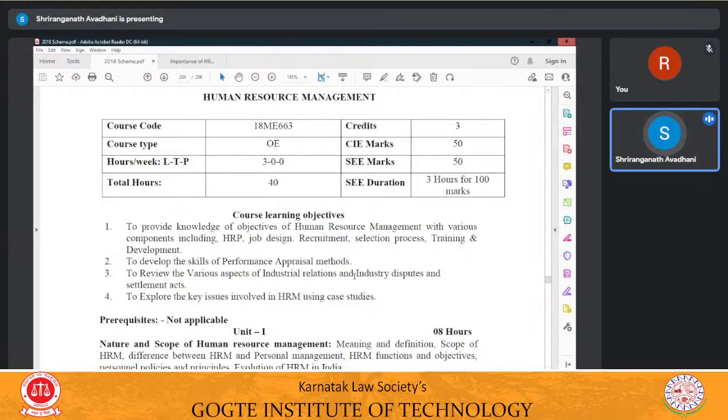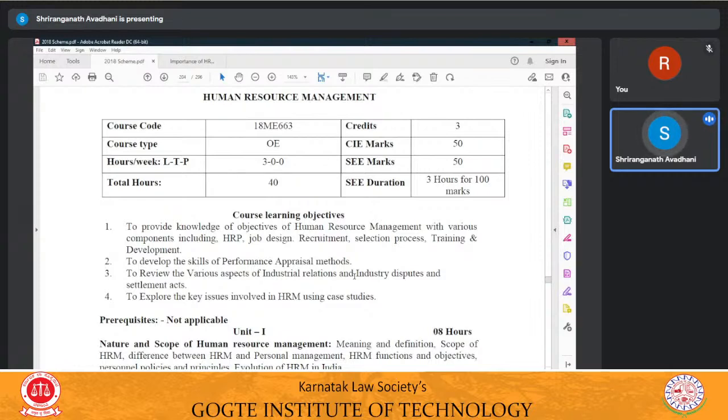Then to review the various aspects of industrial relations, industrial disputes, settlement acts and all. So what are the types of disputes we come across in industries, how to resolve them, what type of relationship we need to have with the peers, with the higher authority, or with the people who are working under you. That also you are going to learn.